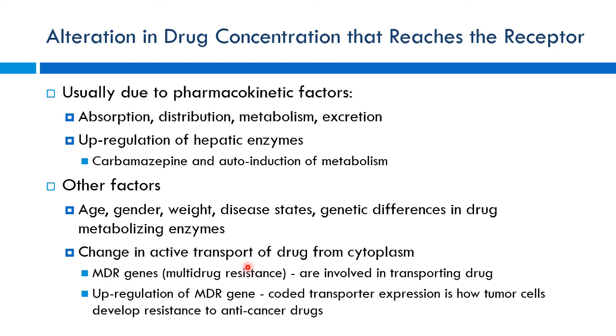Other things that can happen here are changes in age, gender, weight, and disease states. All of these can have effects on how well a drug gets to its target, both increased and decreased effects, as we'll see, because we can change things like the volume of distribution and the metabolism, etc.